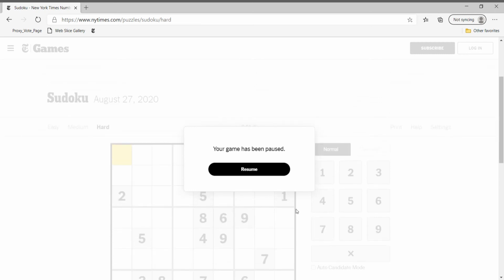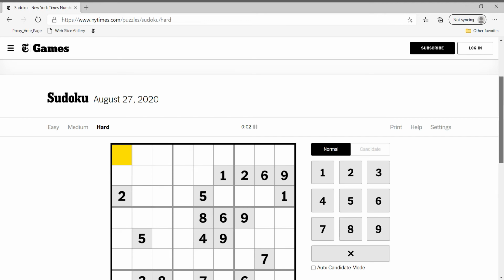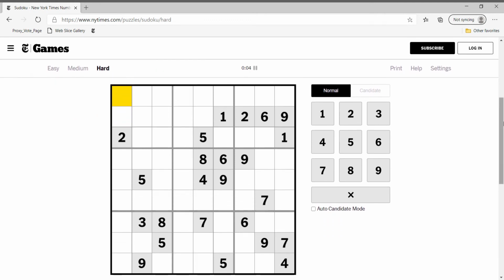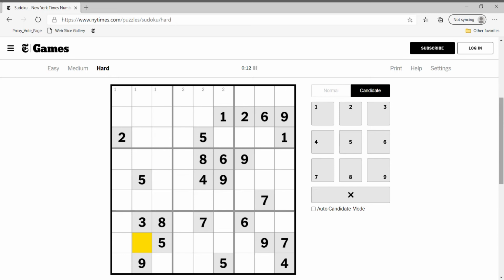Okay, this is the New York Times Sudoku puzzle for August 27. So 1 we know is like this, 2 is like this, 2 we also know is like this. 3 I don't really know, but I will enter 8s, and 3's over here, I don't know.